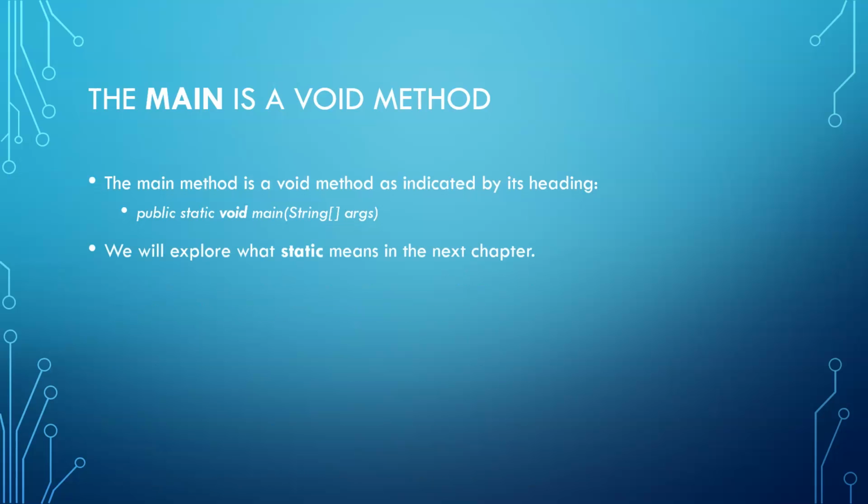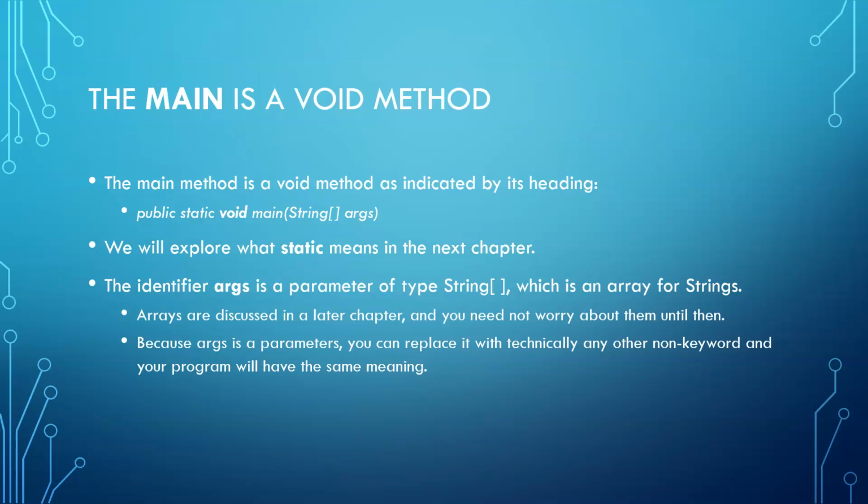Now, we'll explore what static means pretty much in the next chapter. We'll get a little bit more into what some of that stuff is. But the identifier args is simply just a parameter of the type String array, which is just an array for strings. Now, arrays, of course, are discussed in a later chapter. It's the last chapter of Programming 1, so you don't really have to worry about what that means until then.